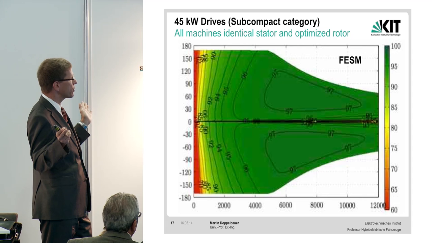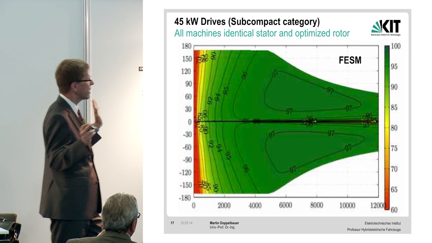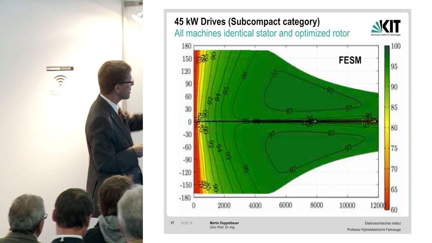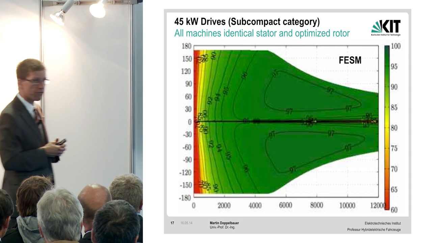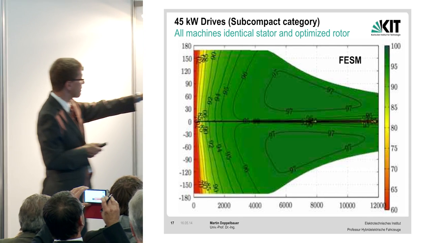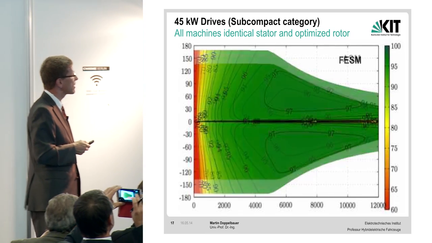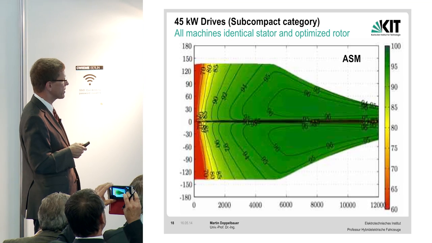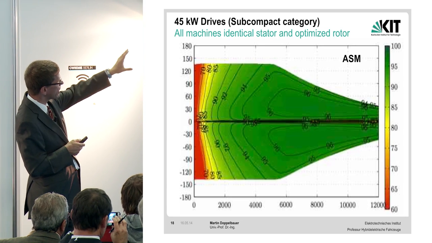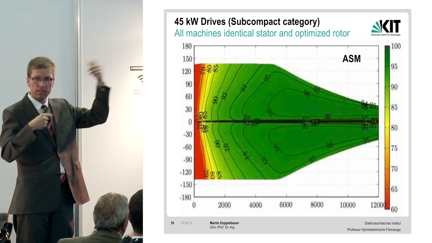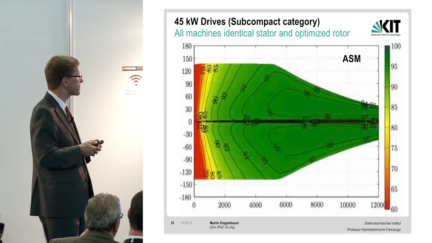Here the field winding machine really shines. Very good result. The low torque range is extremely good. Starting range not so good, but who cares? It's not so important. And also the induction machine is very good, but it cannot deliver quite the high maximum torque as the other two machines.